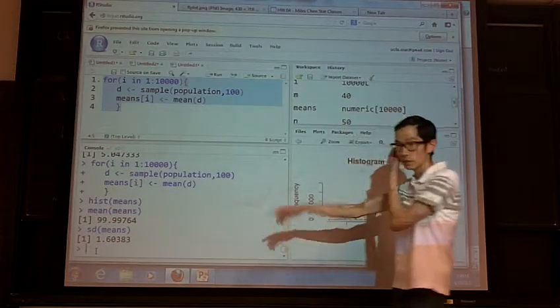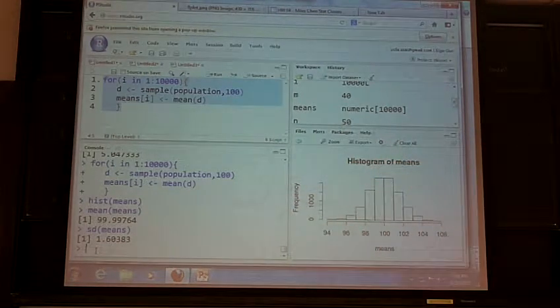Yeah, we have a question. Why in this case, for the histogram, are the bars not centered over the numbers?